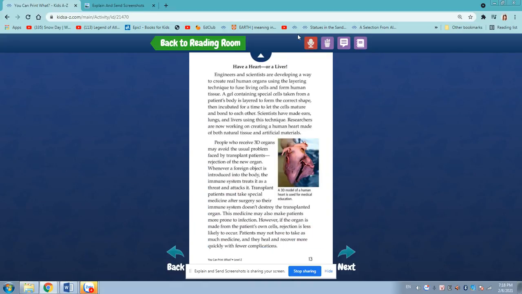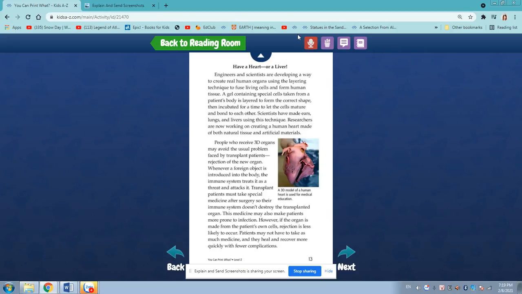Have a heart or a liver. Engineers and scientists are developing a way to create real human organs using the layering technique to fuse living cells and form human tissue. A gel containing special cells taken from a patient's body is layered to form the correct shape, then incubated for a time to let the cells mature and bond to each other. Scientists have made ears, lungs, and livers using this technique.